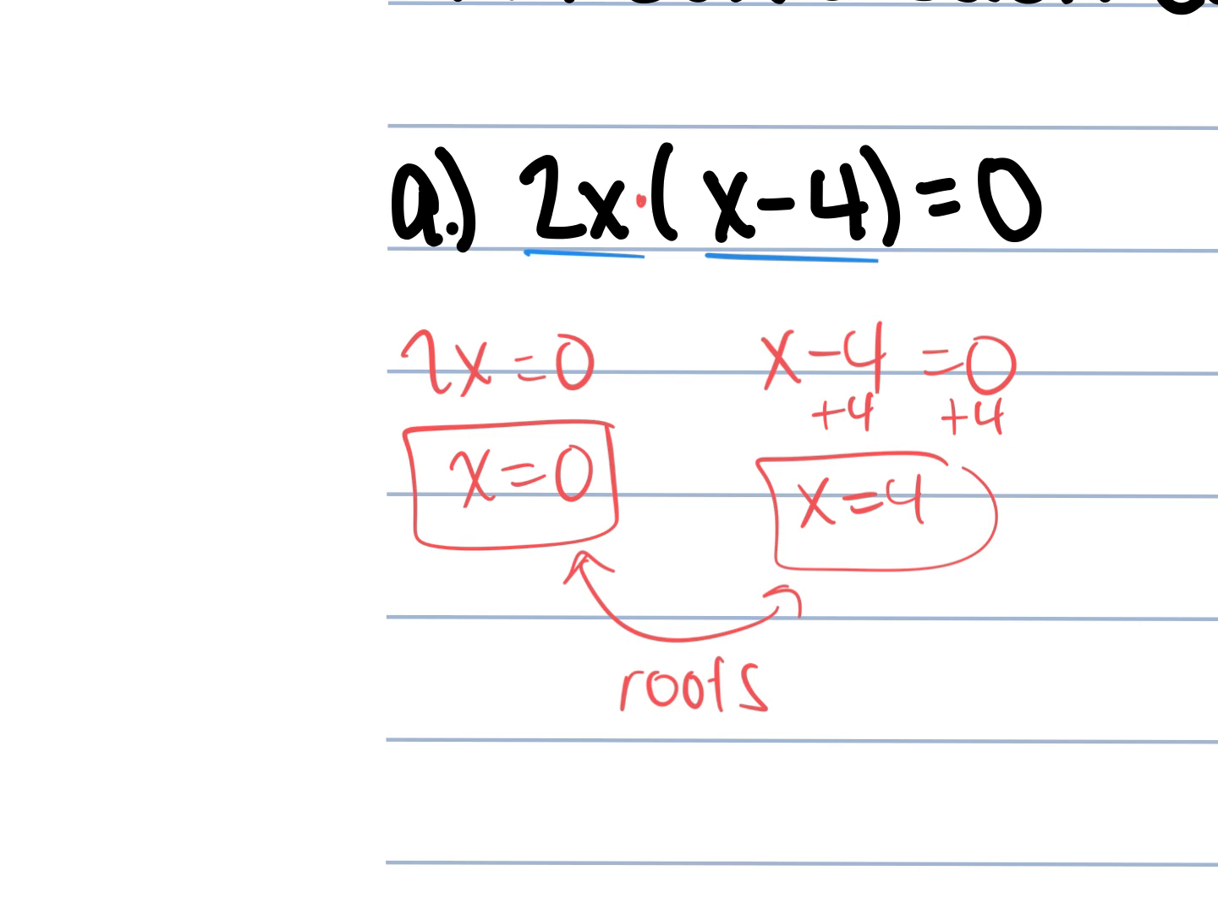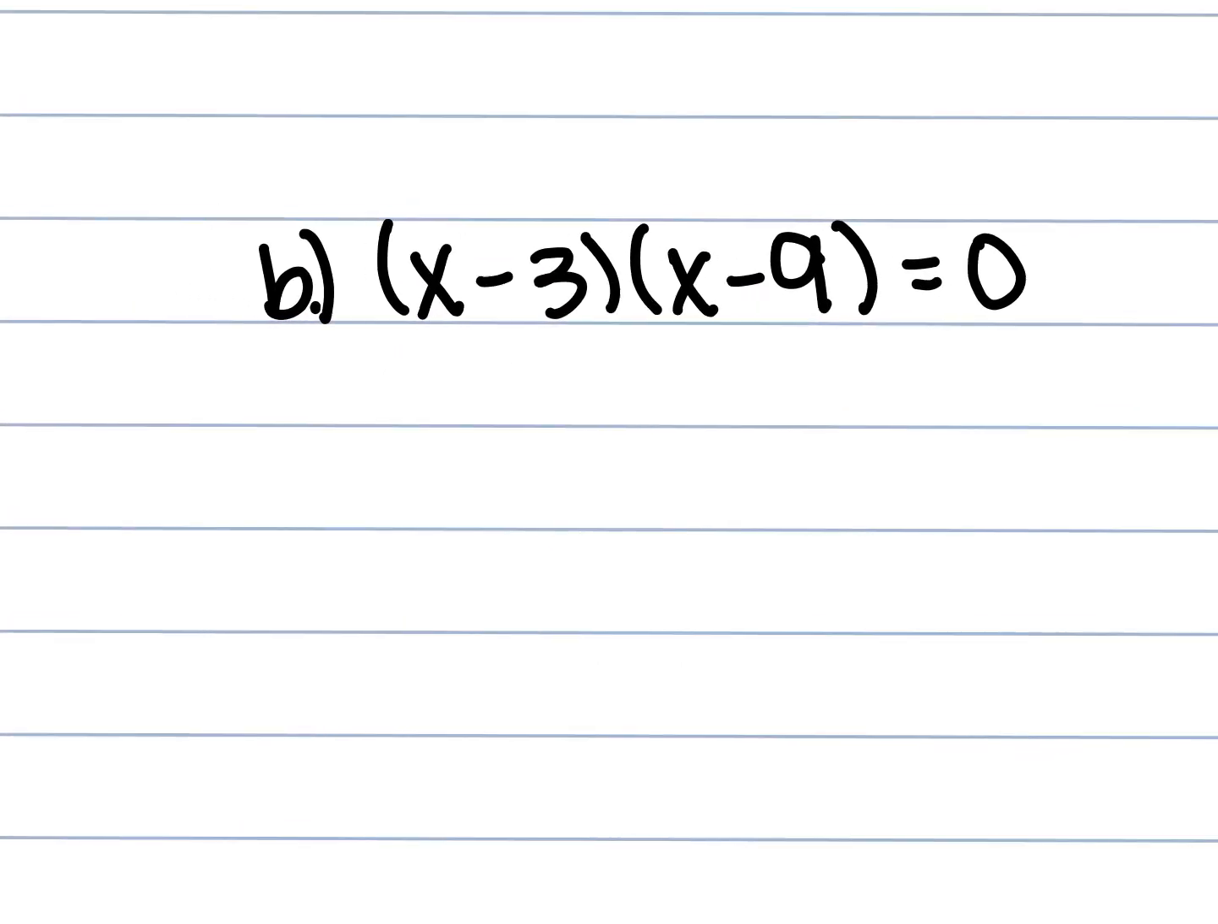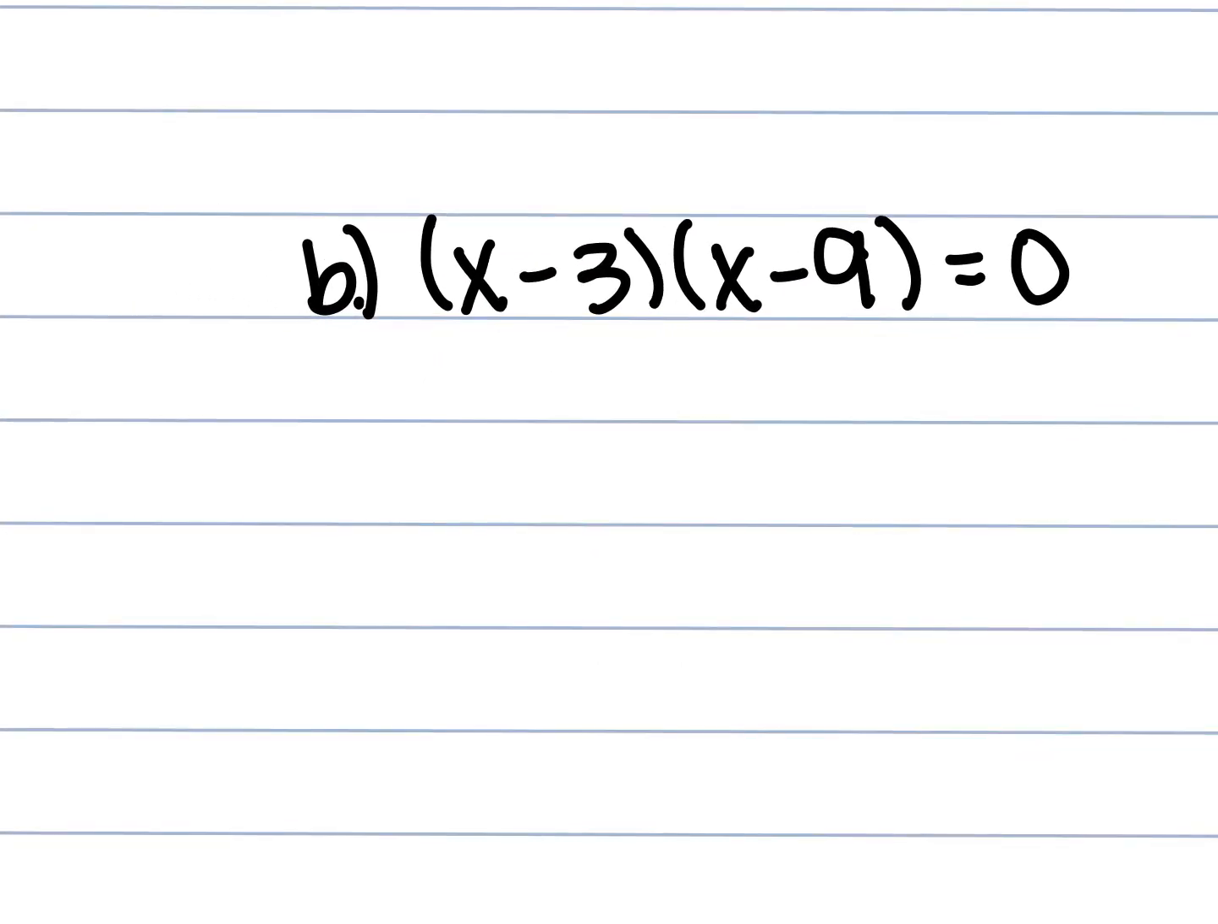Any questions on the first example? Does it kind of make sense, guys? Okay, let's try another one. So is that just the answer? Yeah, those are the answers. That was it. x equals 0 and x equals 4. Okay, let's try this one.